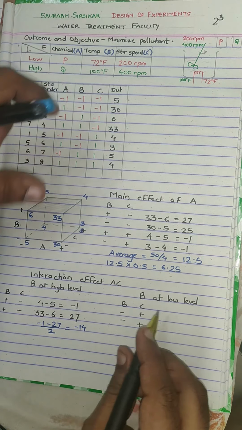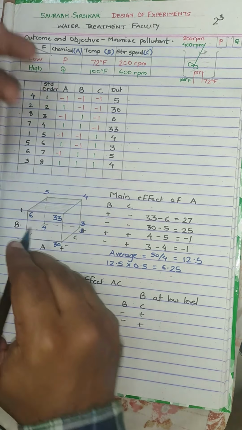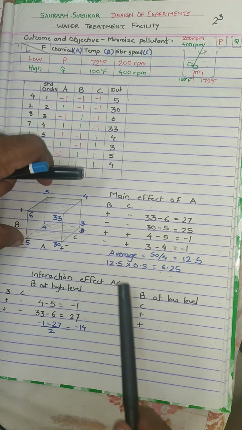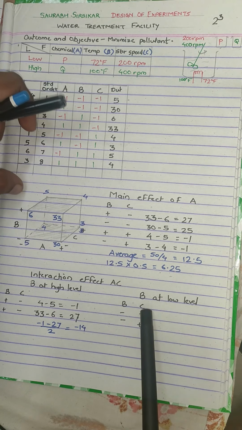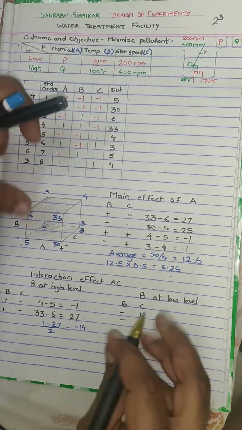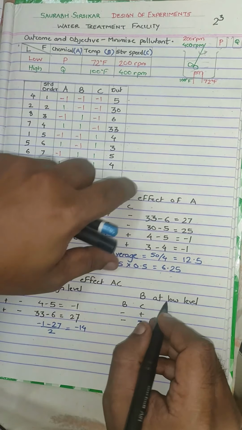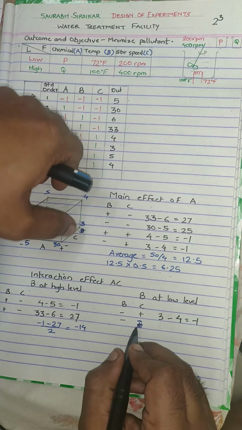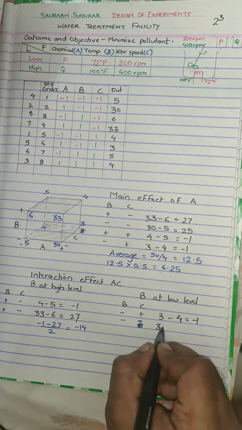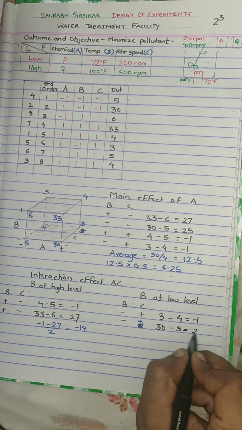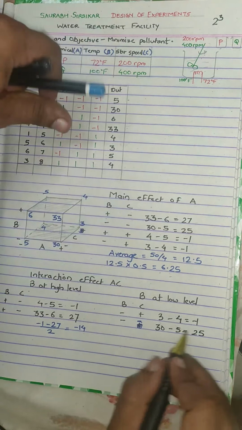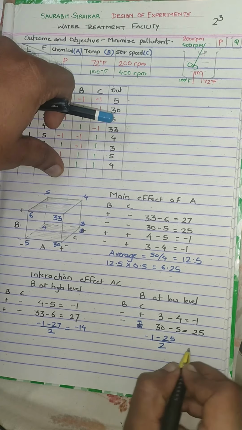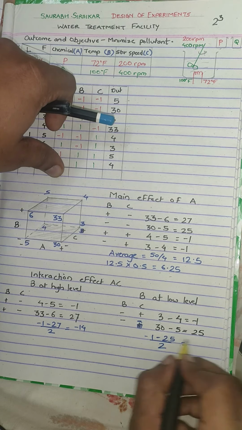Similarly, now we will focus on the lower plane. So what is happening on the lower plane? B is at lower level. Here you can see B is at lower level and C can be plus and minus. So now here we will do C at plus level: 3 minus 4, minus 1, and 30 minus 5, that is 25. Again I will take the difference of these two, minus 1 minus 25 divided by 2, and I will get minus 13.